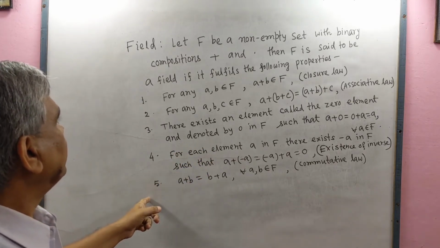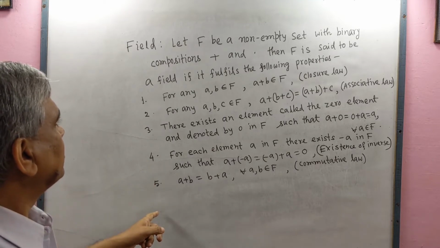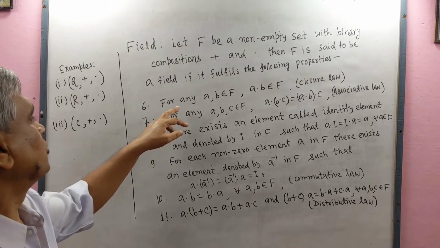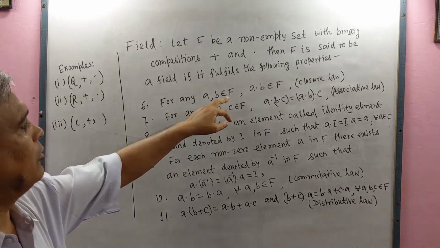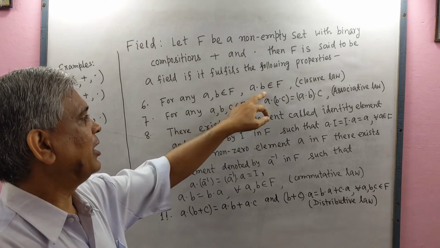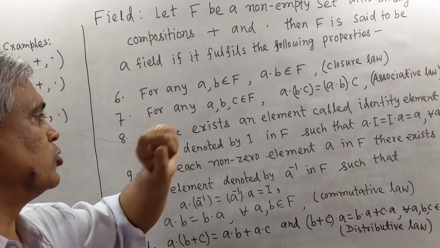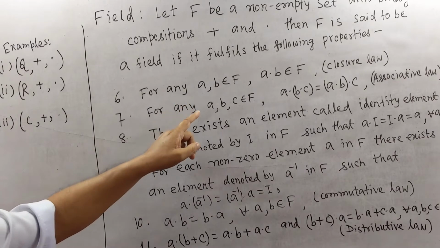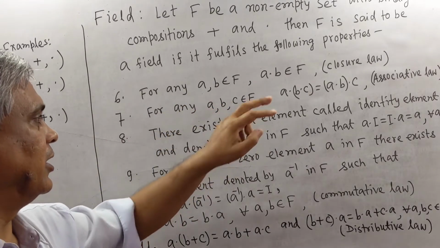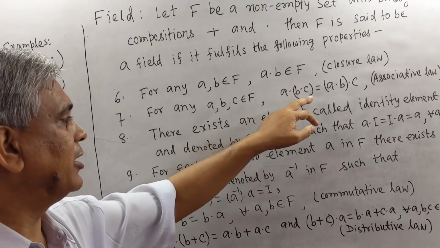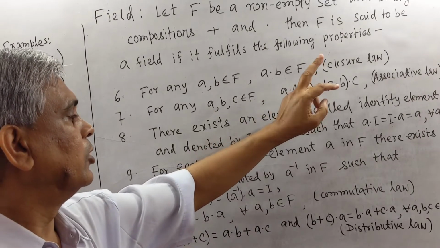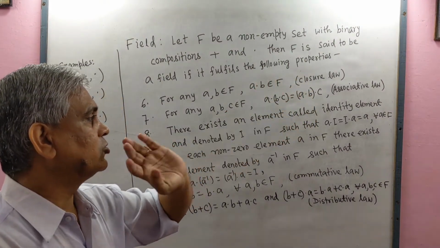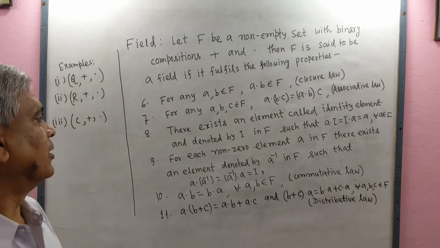Now we shall describe properties related to multiplication. Number 6: for any A, B belongs to F, A multiplication B belongs to F. This is the closure law for multiplication. Number 7: for any A, B, C belongs to F, A multiply (B multiply C) equals (A multiply B) multiply C. This is the associative law for multiplication.